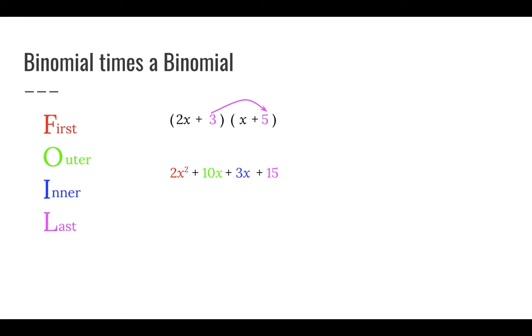Now this foiled out first, but then I have to look in and see, do I have any like terms? And typically, when you FOIL, the like terms will appear in the middle. Inside, I've got 10x and 3x. 10 plus 3 will give us 13x. So my final answer for this FOIL problem is 2x squared plus 13x plus 15.